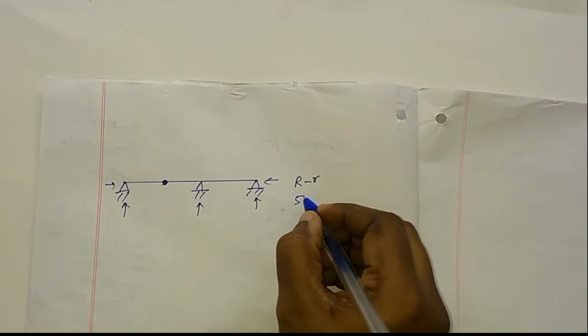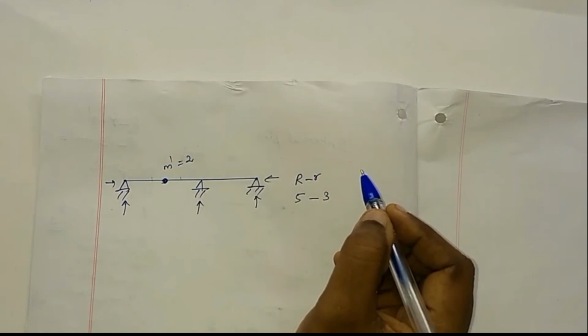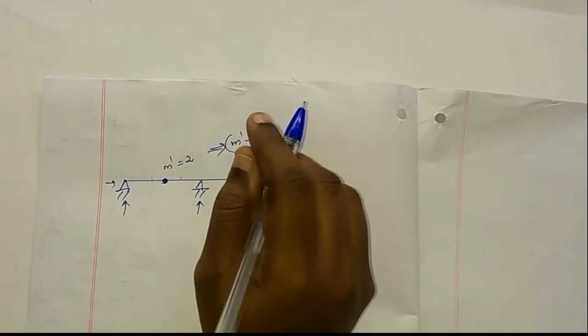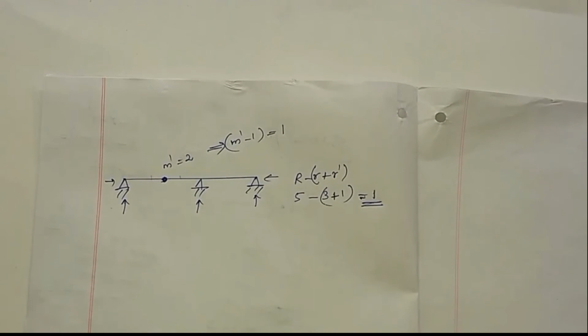Small r, I know sigma h equal to 0, sigma v equal to 0 and sigma m equal to 0. So here an internal pin exists between these two members. So m dash is equal to 2. Two members join this pin. So my number of equilibrium equations will be m dash minus 1, so it turns out to be 1. So my equation is r plus r dash. So my static indeterminacy is 1. It is an open structure. We don't have any closed structure, so externally and internally separately, no need to find out.